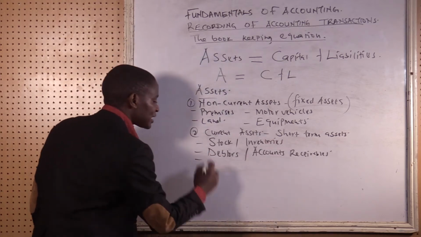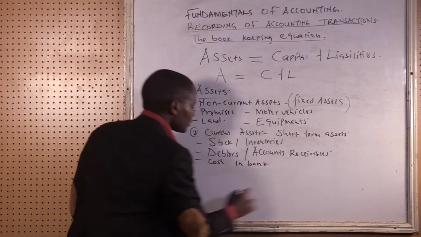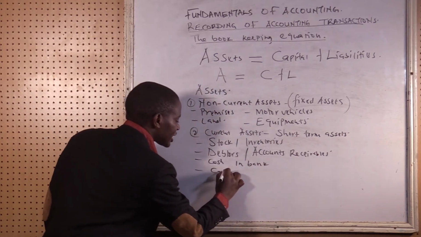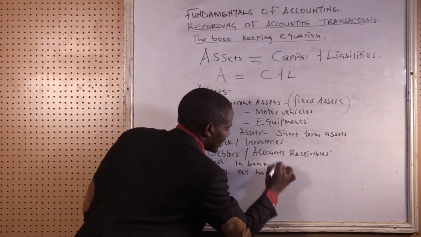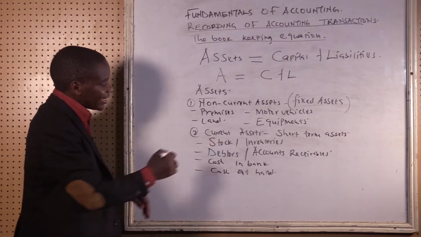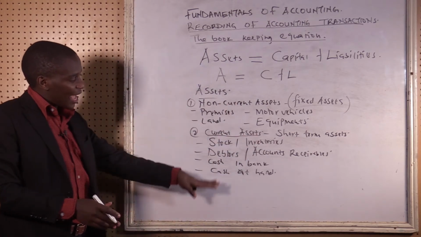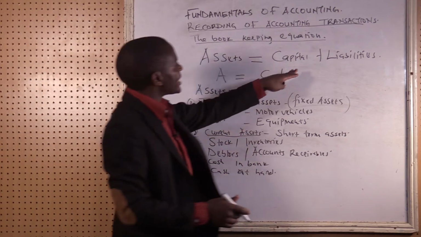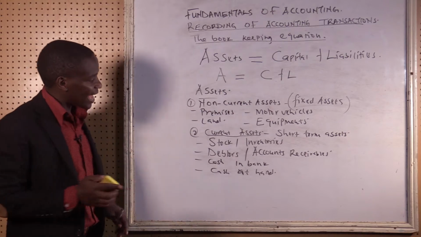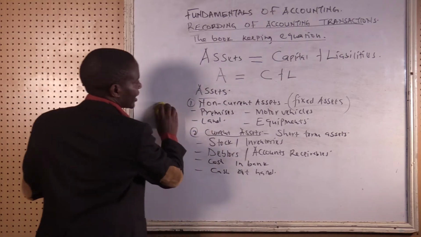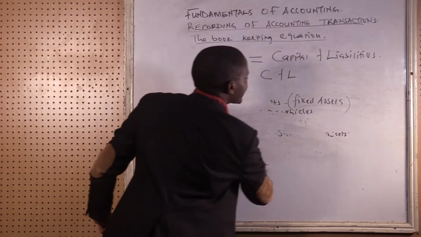We also have things like cash in bank. We also have cash at hand. Yes, those are now the current assets. All these are the resources owned by the business. Let's now look at the other component, that is capital. I'm hoping you had taken your short notes on that.